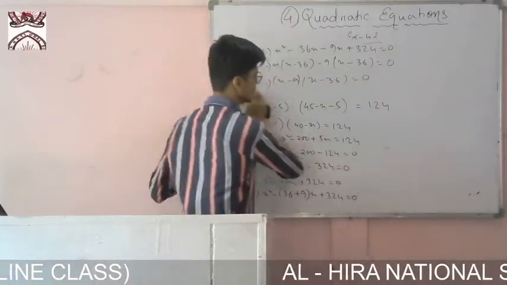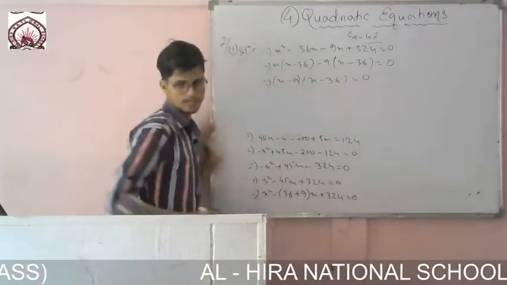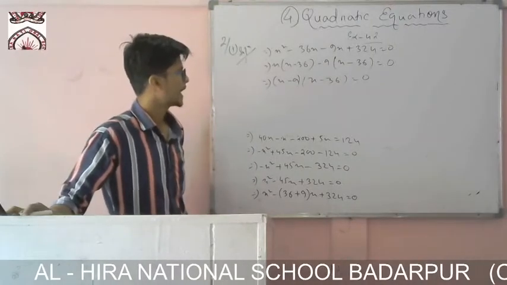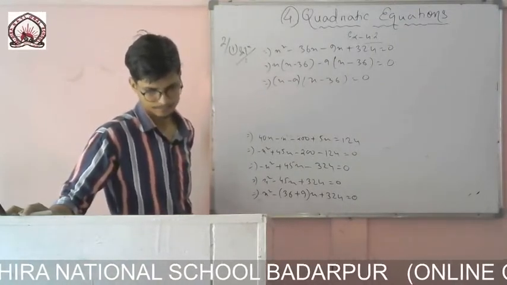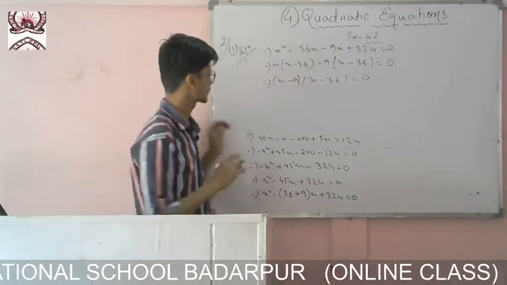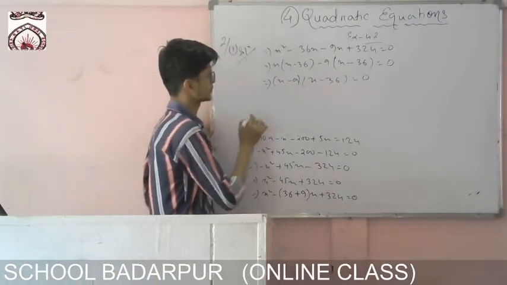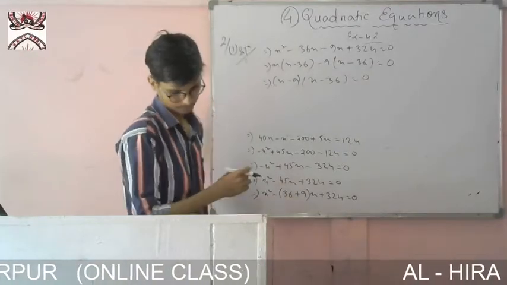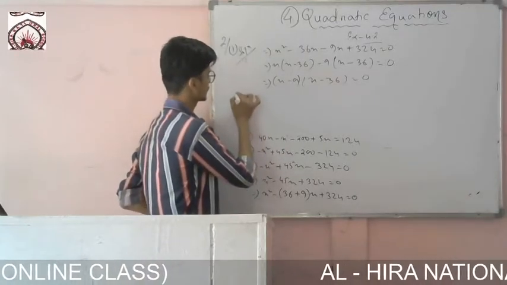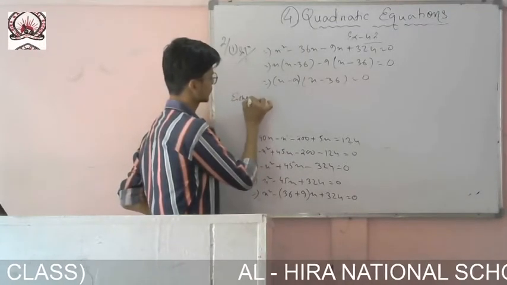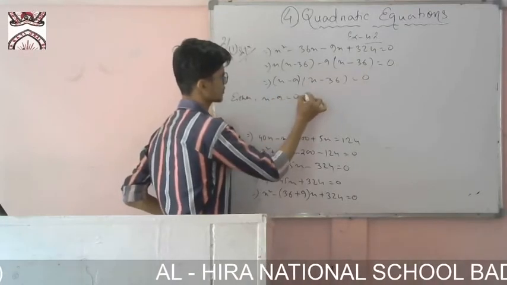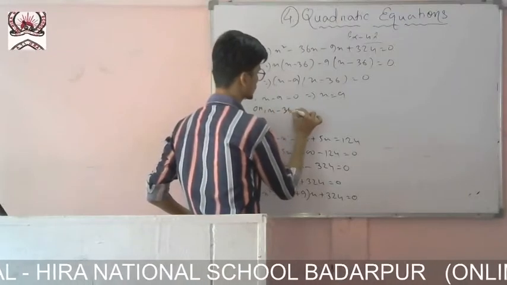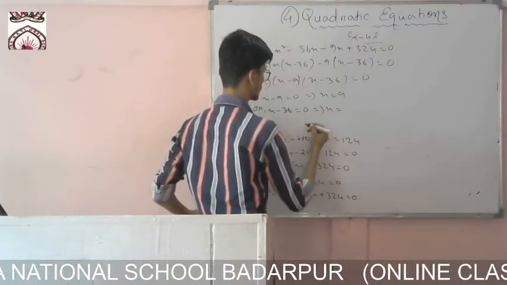So that means the answer is coming x minus 9, x minus 36, which equals 0. So that means either x will be equal to 9 or x will be equal to 36. Either x minus 9 will be equal to 0, so x will be equal to 9, or x minus 36 equals 0, so x will be equal to 36.